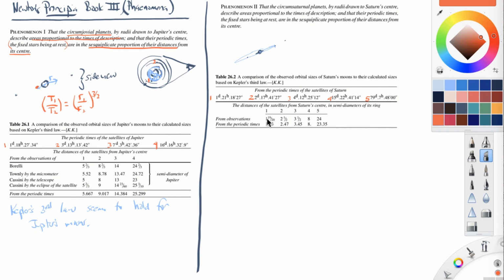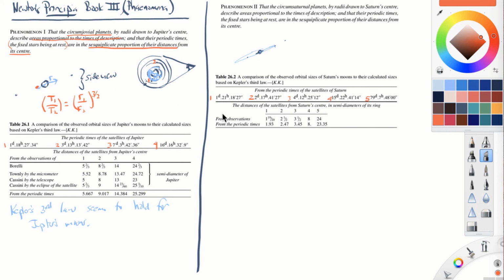And then one could look at the distance that each satellite or each moon gets from Saturn's center, again, measured in semi-diameters or radii of its ring, apparently. That's a standard that's being used. Saturn's rings were recently discovered by Christian Huygens in the 1600s. He's someone we studied in Physics 202. Anyhow, you can look at the distance. For instance, satellite 5 gets 24 Saturn radii away from Saturn.